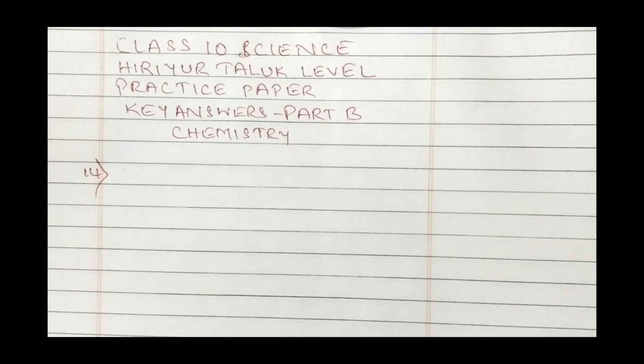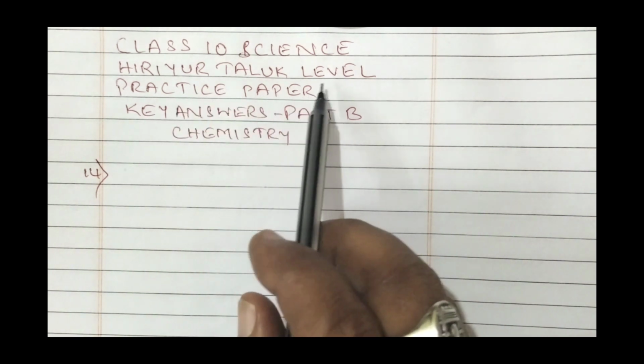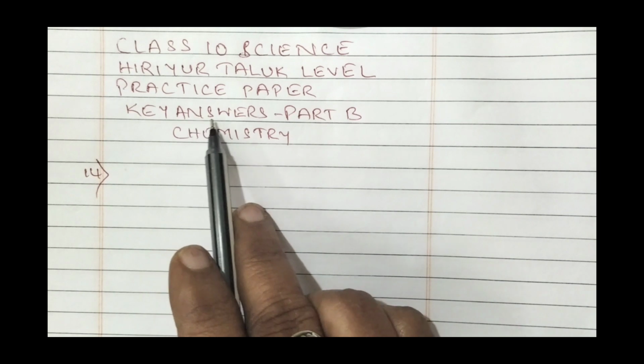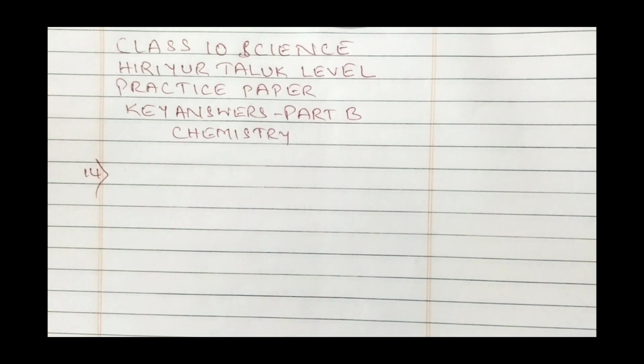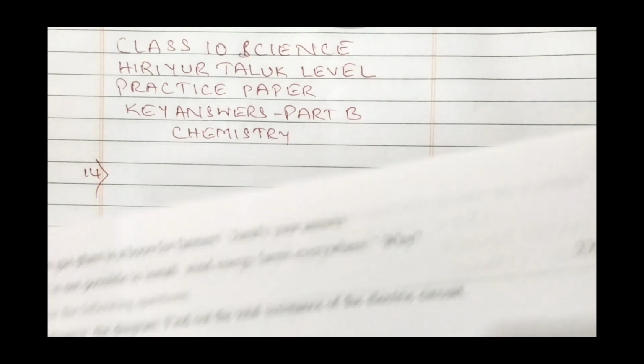In this video, we are going to continue class 10 science. This is Hiriyur Taluk level practice paper, key answers part B chemistry. In the previous video, we have answered for part A physics. Now let us move for part B chemistry.